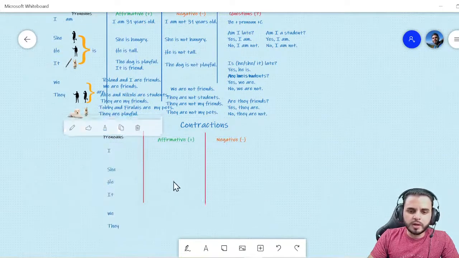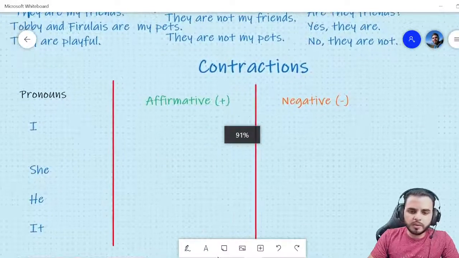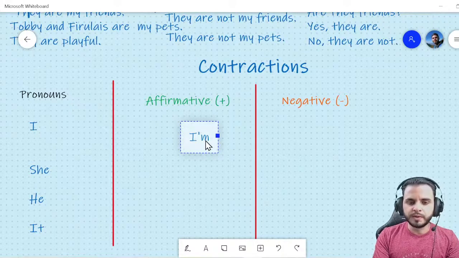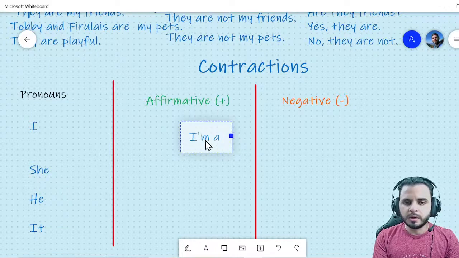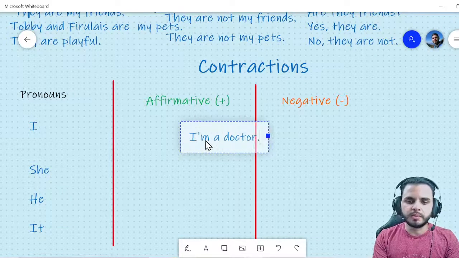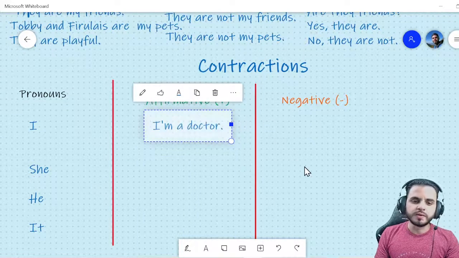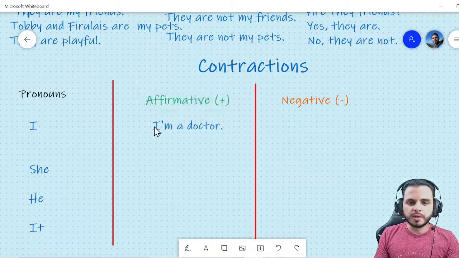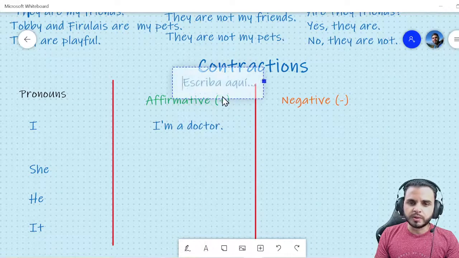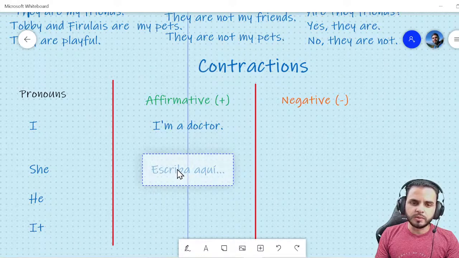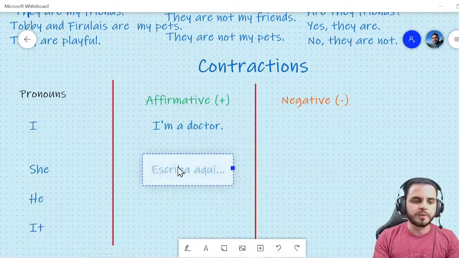Okay, so I have I. So instead of saying I am, I can just say, so if I say, I'm a doctor, let's say I'm a doctor. So that's a profession. I'm a doctor. So instead of saying I am a doctor, I just say I'm a doctor. And that's the way I have to write it, to spell it. Okay, with an apostrophe. What about she?